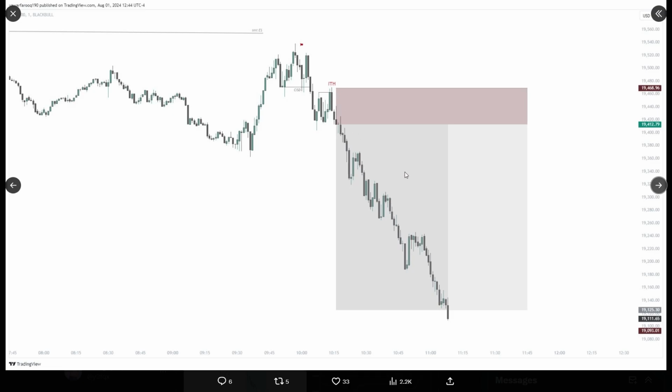I use this entry pattern, and you can see the RR that I got with this, and I executed this on my prop account. Now I also have a video on entry patterns, so if you want to check that out, it will be given here as well. Now let's move into the next example.